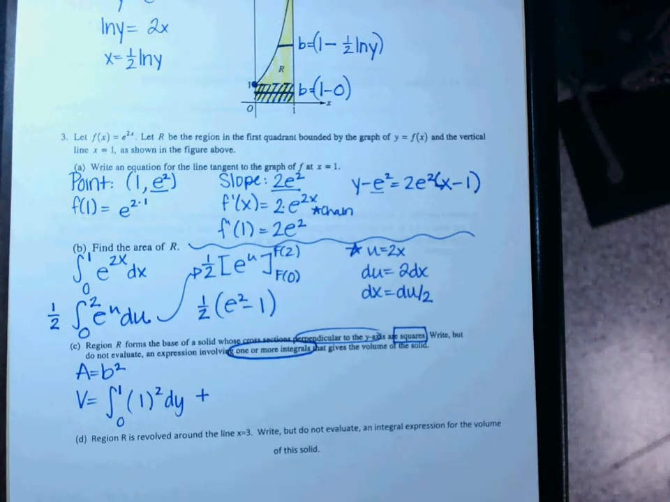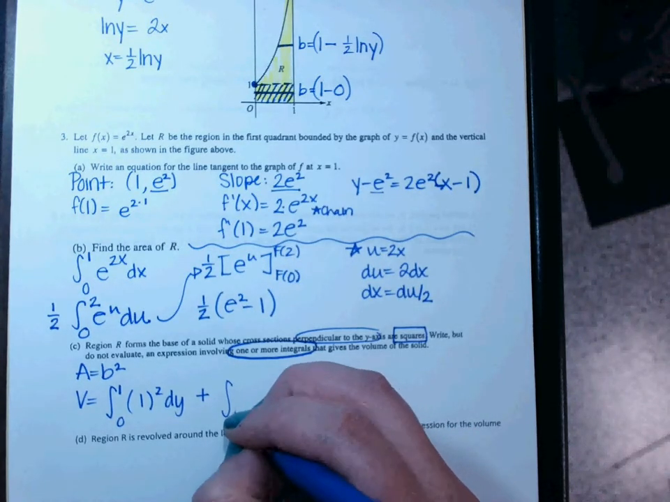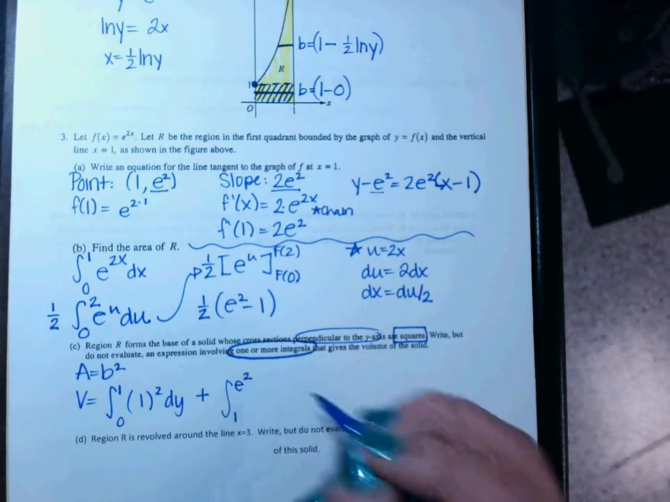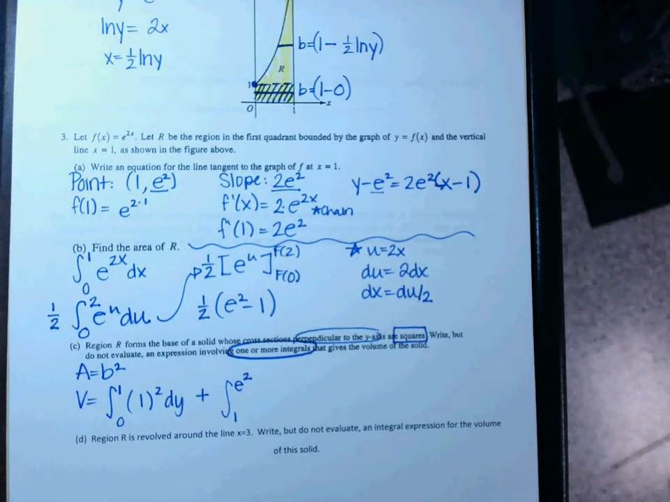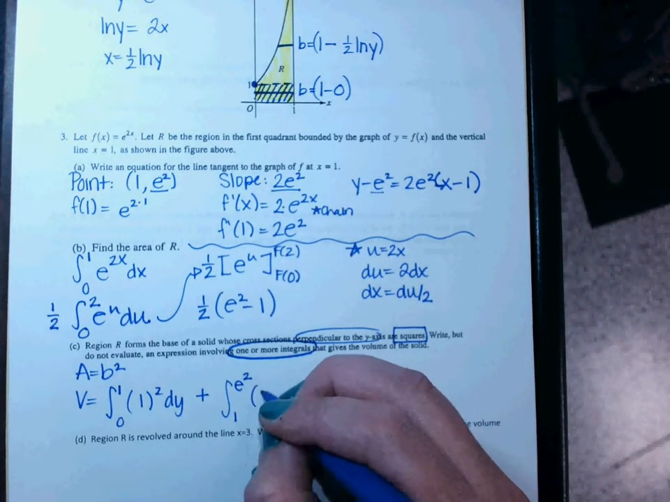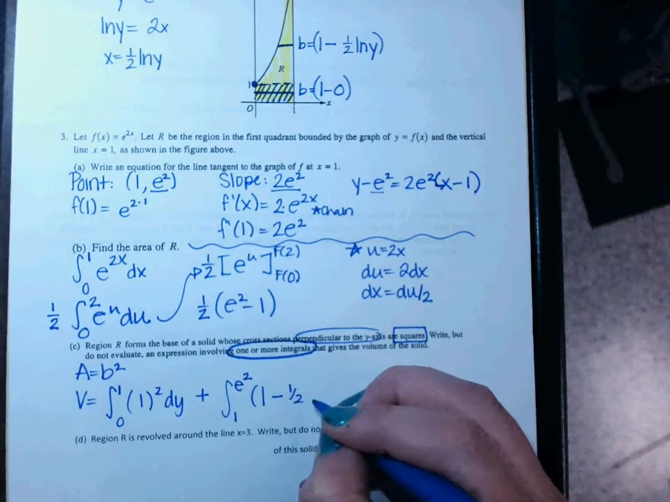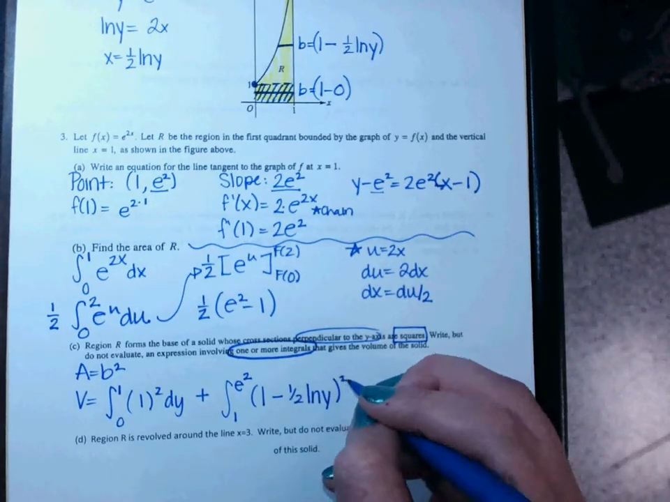Then for my top part, what are my y values? 1 to e squared. And then what's my right minus left? 1 minus half ln y. And then squared dy.